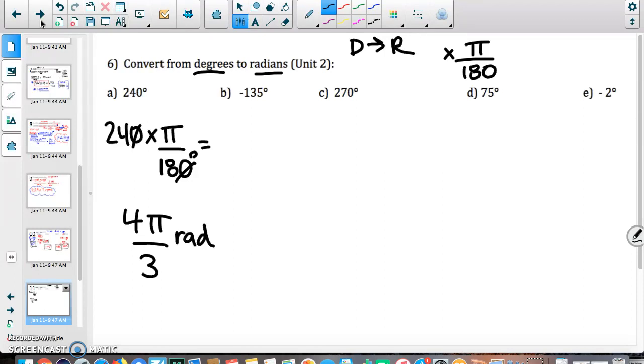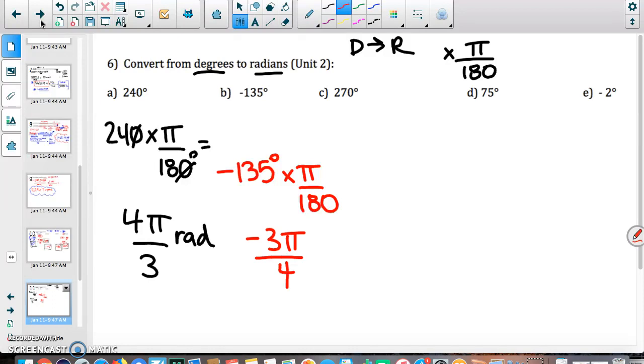And I would encourage you to leave your answers in terms of pi. In part B, I have a negative, but do not fret. That's okay. I can still multiply it by pi over 180. And if you simplify that out, you should get negative 3 pi over 4. So if it's a negative, just make sure your final answer is also negative. 270, we should hopefully just know that from our unit circle that that's 3 pi over 2. But you could do it the same method.